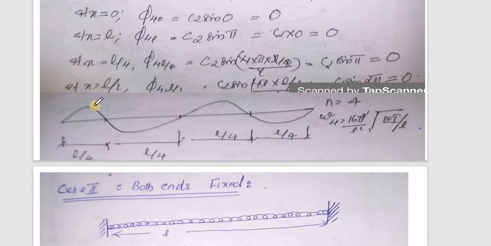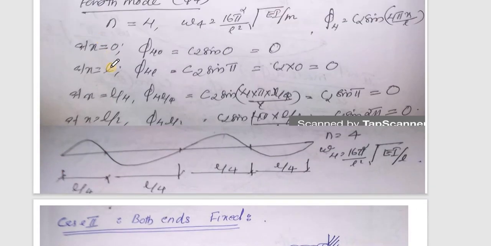Now the fourth mode shape will be like this. So what happened in the fourth mode shape? At x is equal to 0, it is 0. At x is equal to L, again φ(x) is equal to 0. At x is equal to L by 4, again 0. At x is equal to L by 2, how is it coming? That is sin π is equal to 0, sin 2π is again 0. That is sin 180 and sin 360, everything will be 0. So likewise I can find out the mode shapes.